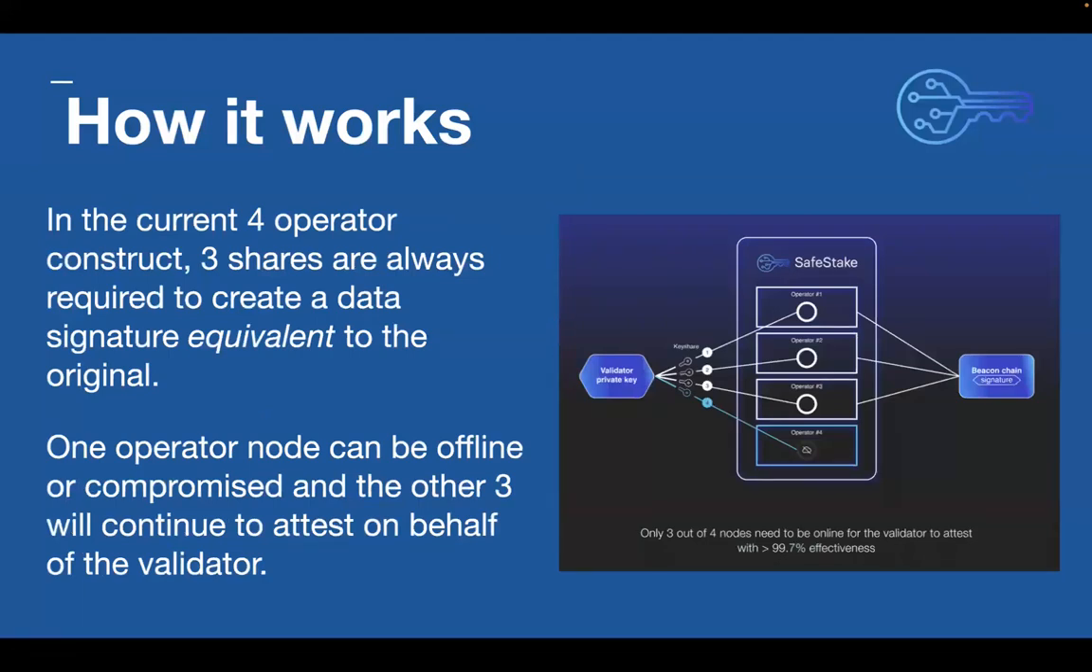Continuing on this idea of the 4-operator construct, only 3 of them are required to create a data signature that's equivalent to the original. It isn't the original, but it's equivalent, and the validator can attest with around a 99.7% effectiveness with only 3 operator nodes attesting. That means one node can be offline or compromised, and the validator can still do its work.